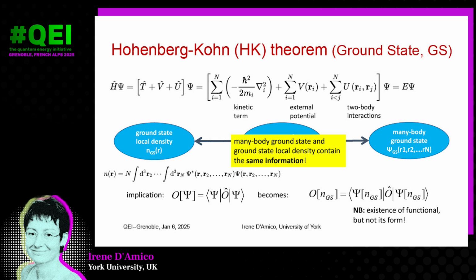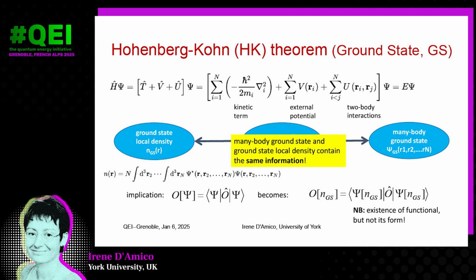I will just cite it for the case of the ground state. Again, that's where everything started with density functional theory. We start with a Hamiltonian. The idea is that we have a Hamiltonian with a kinetic term, an external potential, and a two-body interaction term, so particle-particle interaction.